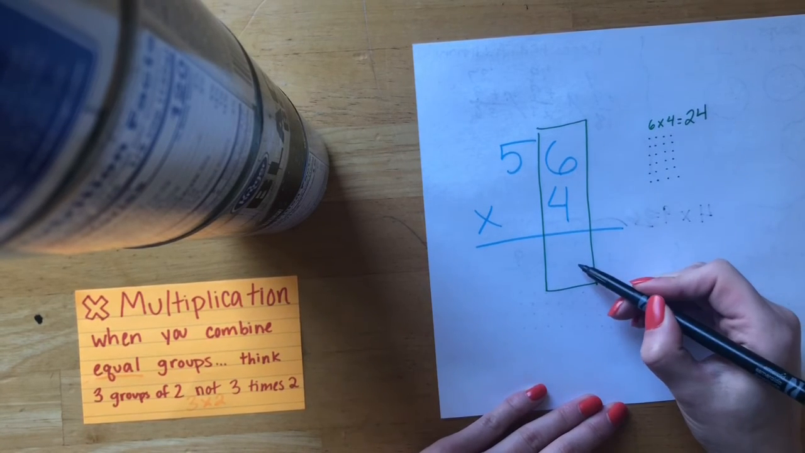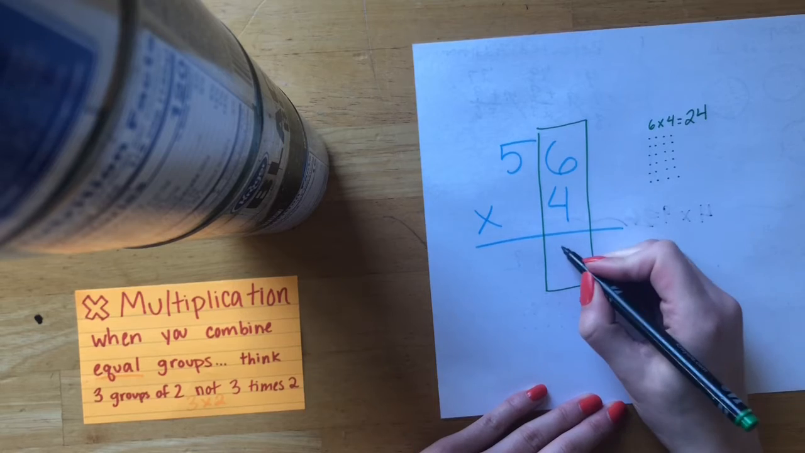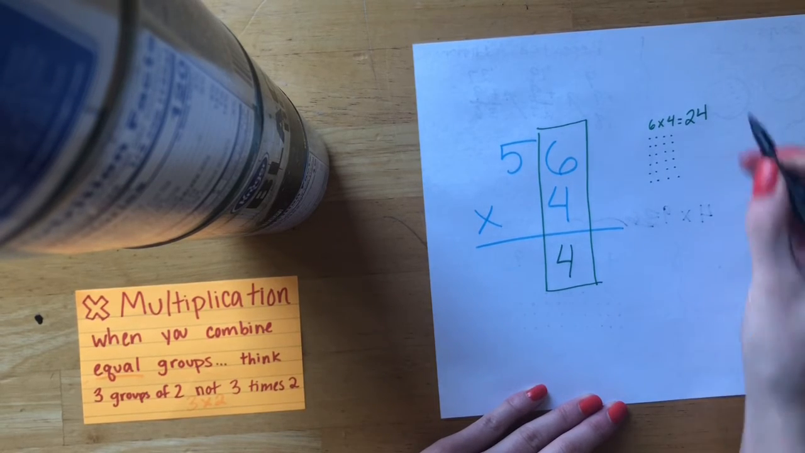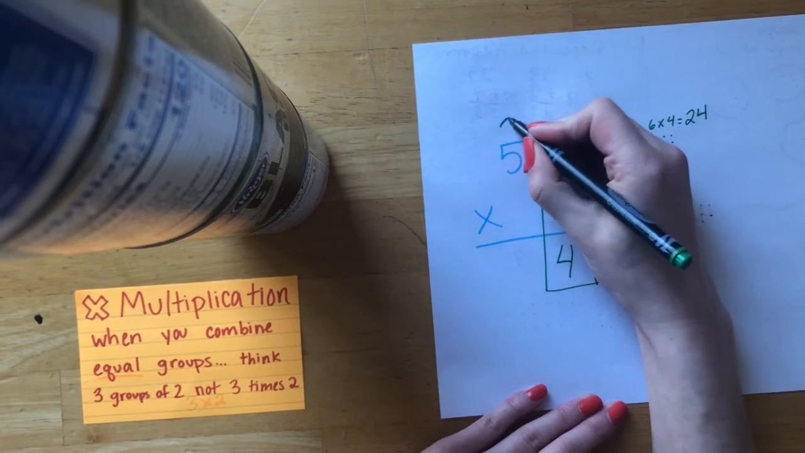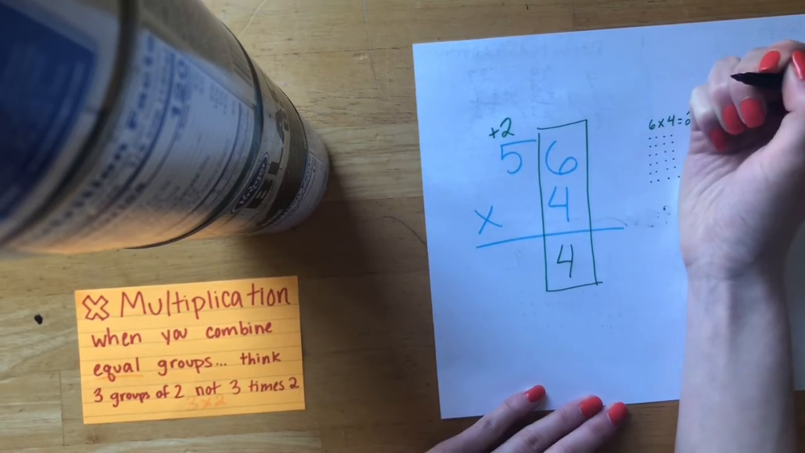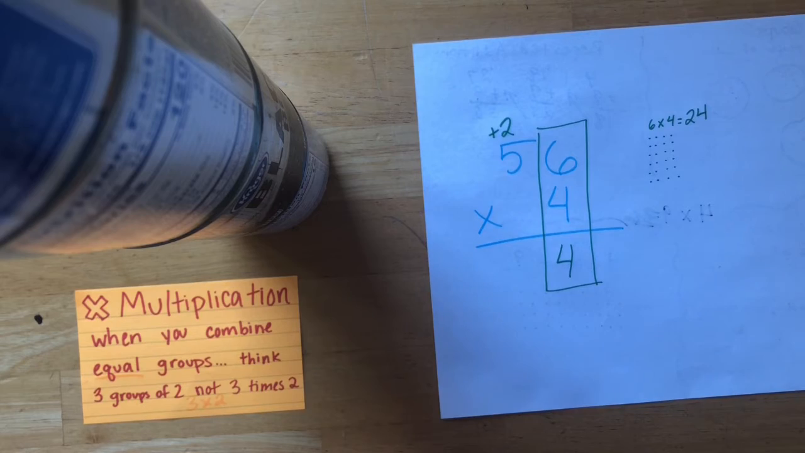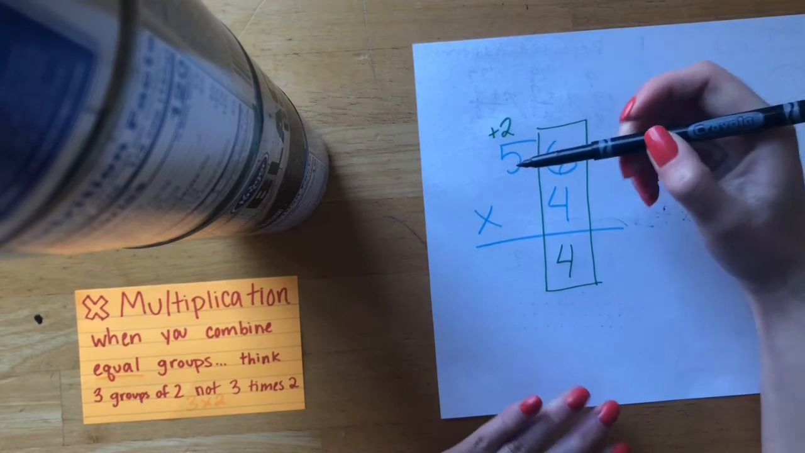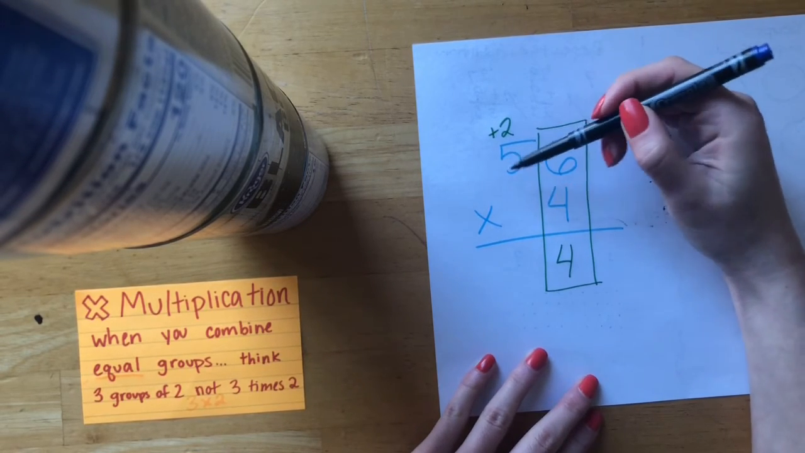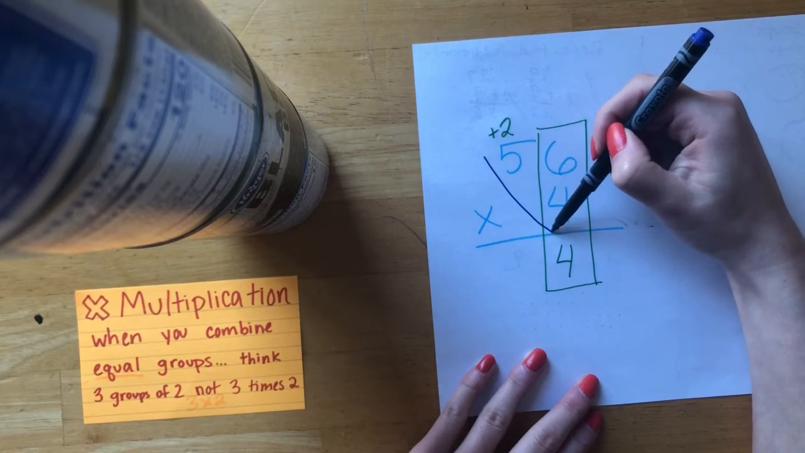I can't fit both digits in the ones place, so I put the digit in the ones place here, and then the digit from the tens place goes up top. And you're going to add that. I'm going to change colors to show my next step. Now it's time to do the multiplication for the tens place.